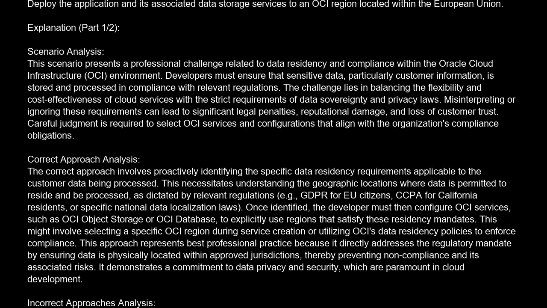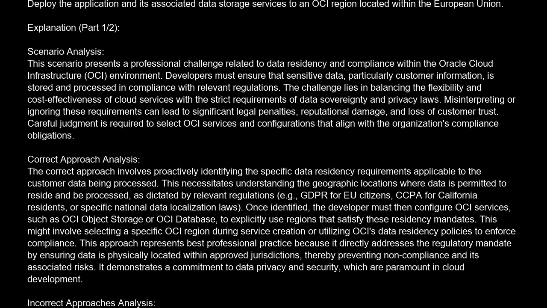Developers must ensure that sensitive data, particularly customer information, is stored and processed in compliance with relevant regulations. The challenge lies in balancing the flexibility and cost-effectiveness of cloud services with the strict requirements of data sovereignty and privacy laws. Misinterpreting or ignoring these requirements can lead to significant legal penalties, reputational damage, and loss of customer trust. Careful judgment is required to select OCI services and configurations that align with the organization's compliance obligations.